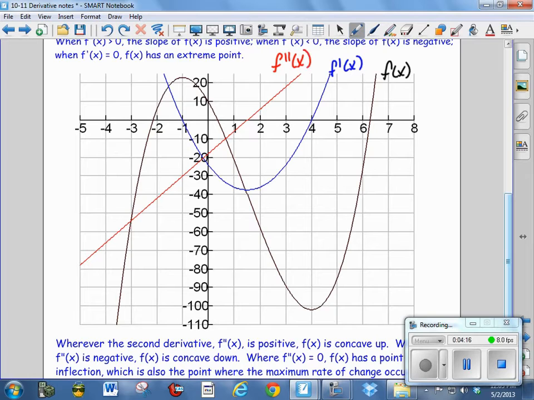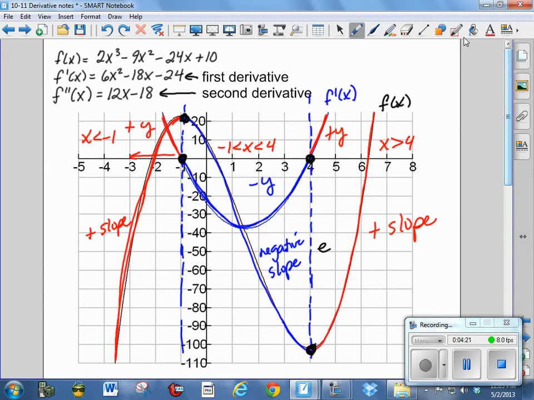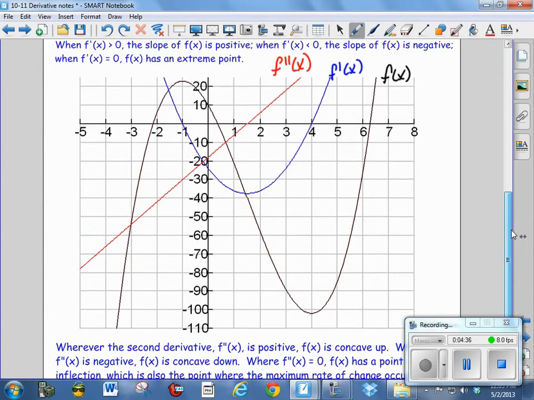Now let's look at the top. The way you get the second derivative is just to take the derivative of the first derivative. So 6x squared minus 18x minus 24, if I take the derivative of that using the power rule, I get 12x minus 18. Once again, stepping down 1 degree, from third degree, then to second degree, then to first degree. So now we see that the second derivative is a line.